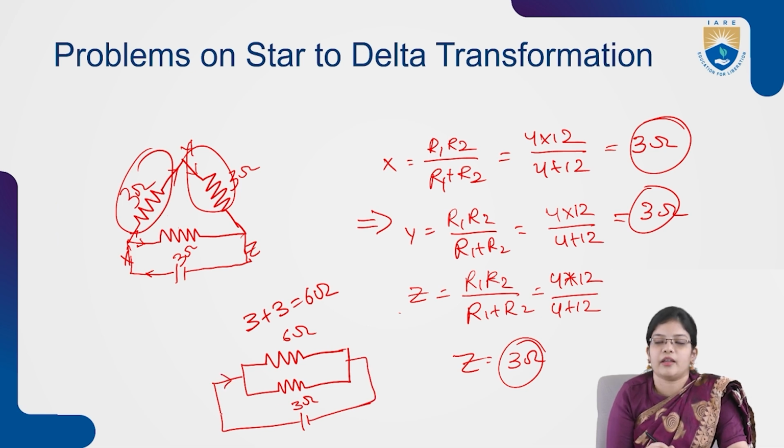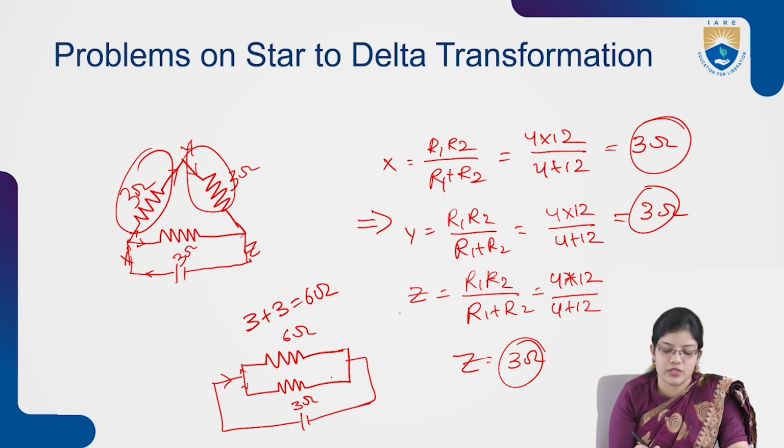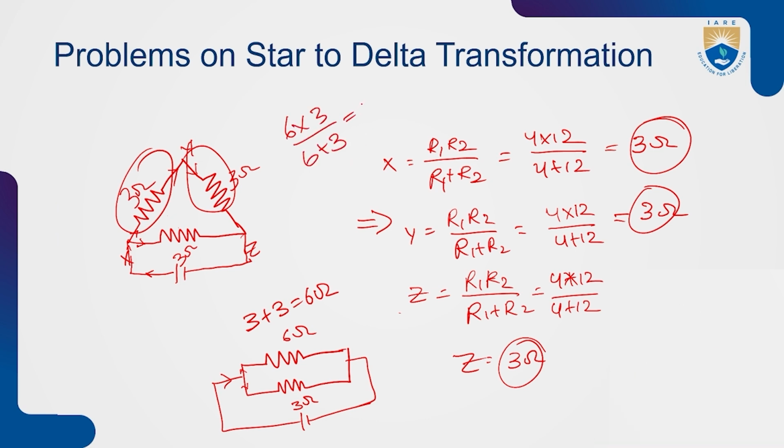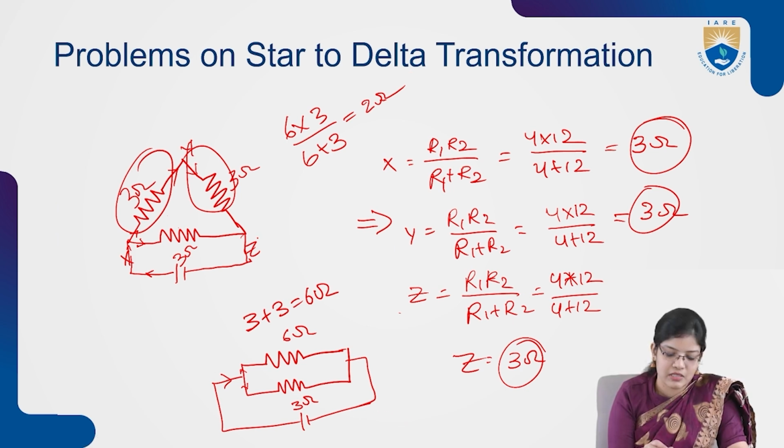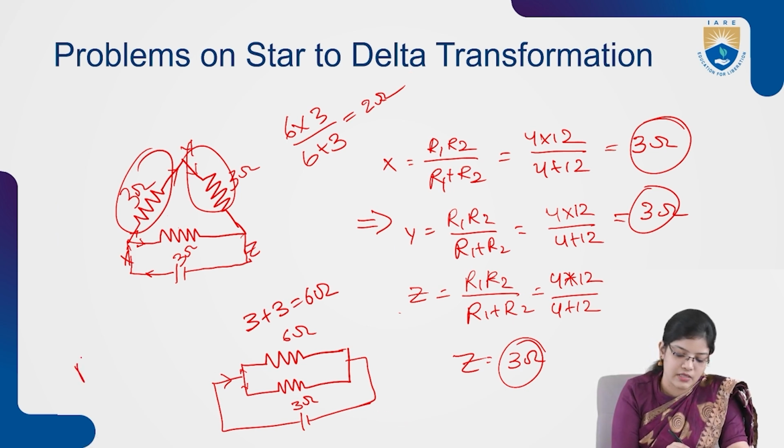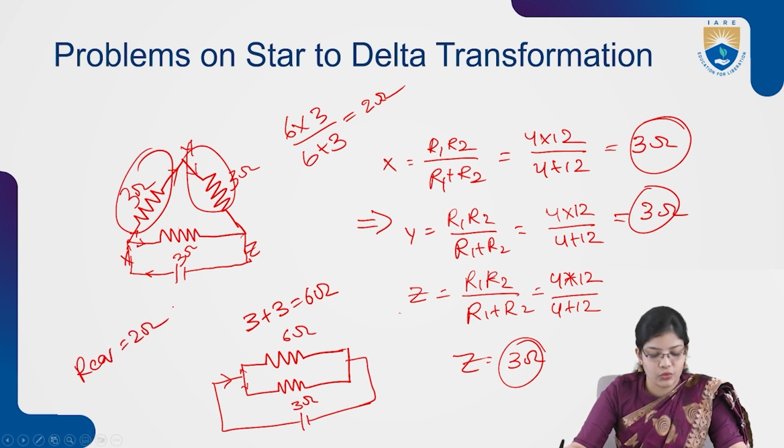So if we take the current direction, the current is dividing across these two elements, so these two elements are said to be in parallel. So here I am multiplying 6 into 3 by 6 plus 3. The value of the equivalent resistance will be 2 ohms. So here I am writing across the terminals X and Z, the equivalent resistance is taken as 2 ohms. In this way, we have to reduce the network if they are given in this way.